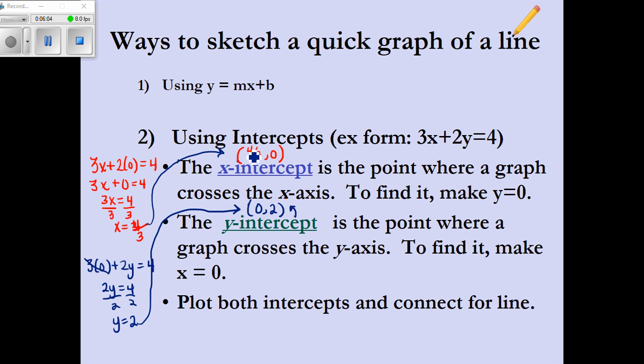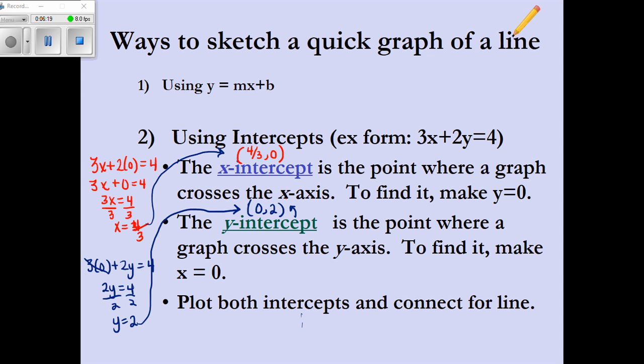Okay? So make sure that your x and y intercepts are in ordered pair form. Now you would plot both of those points on a graph and you'd connect the line. And you would have your quick sketch of your graph. Okay? So let's try a couple and graph them at the same time.